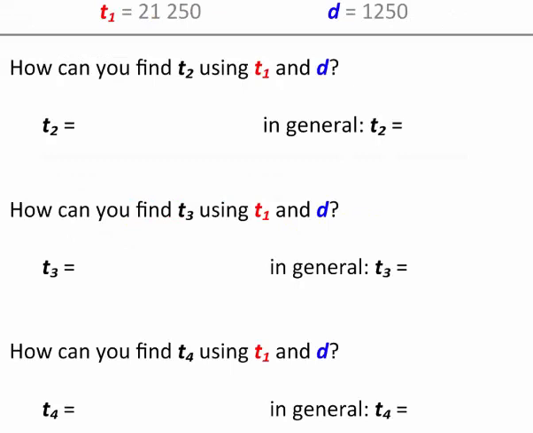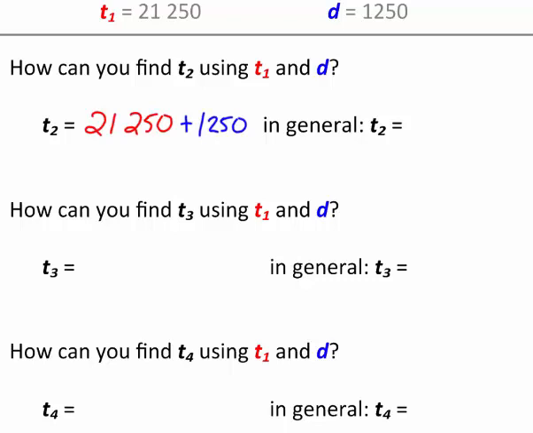So how can you find T2 using the information of T1 and d? Let's imagine in this situation we're actually starting with $21,250, and in the second year we've gotten our raise, so we're going to add the $1,250.